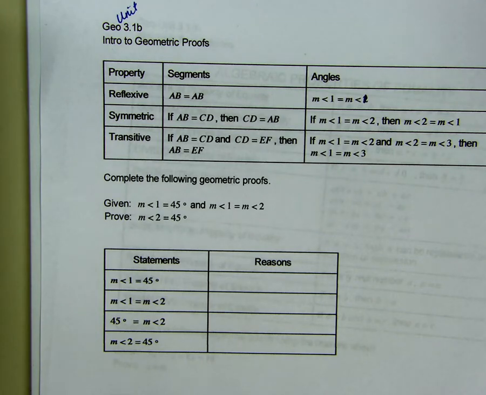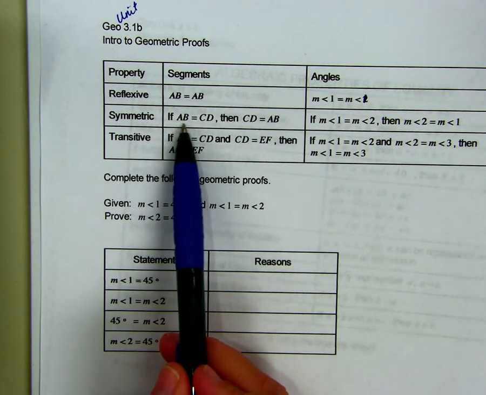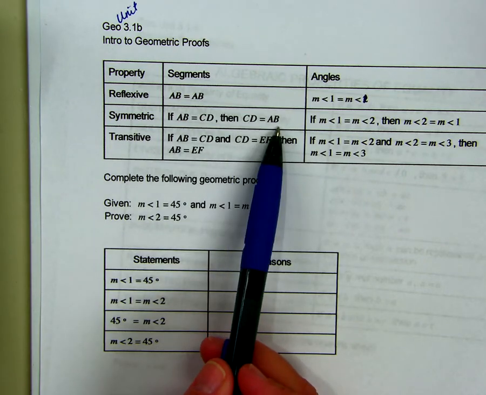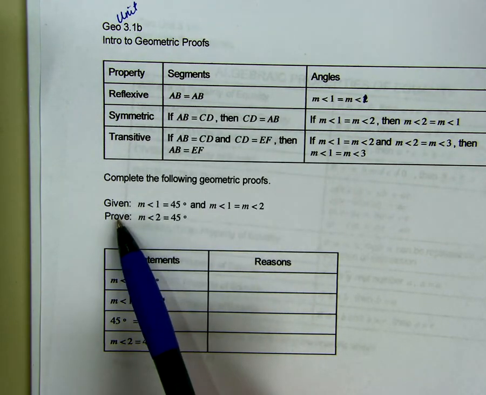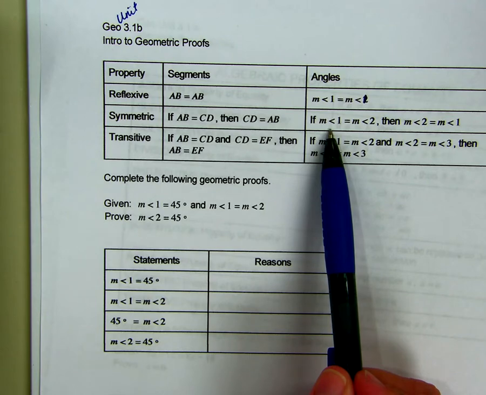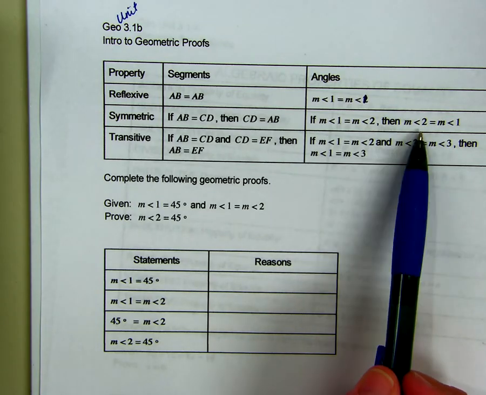The symmetric property is the same thing as on the front. If AB is equal to CD, then CD is equal to AB. We're referring to segments here. Over here with angles, if angle 1 is equal to angle 2, then 2 is equal to 1.